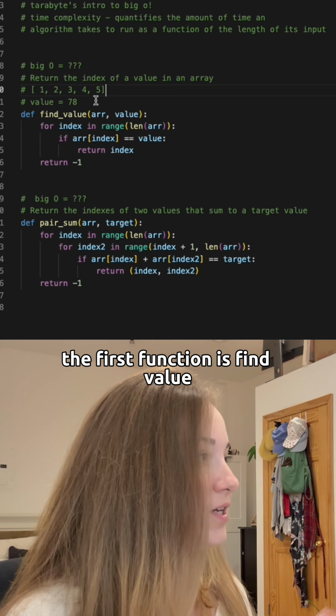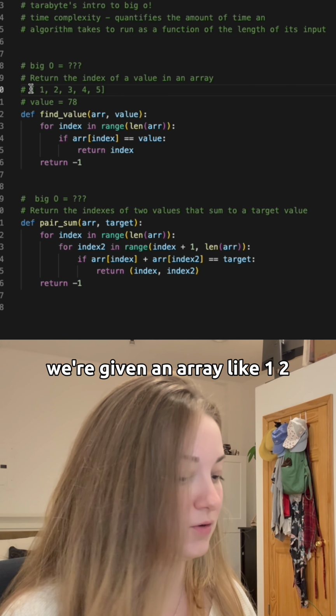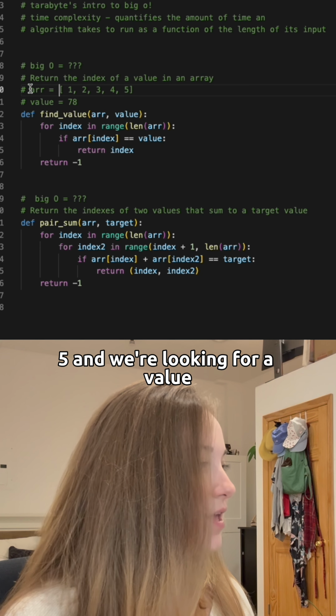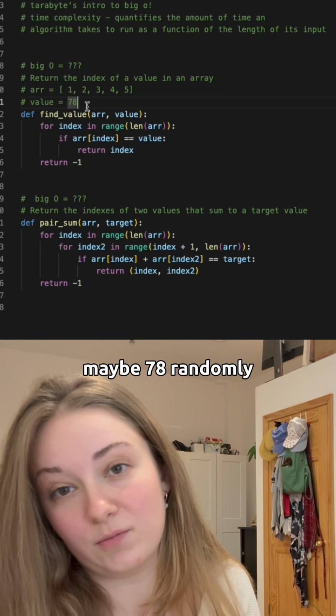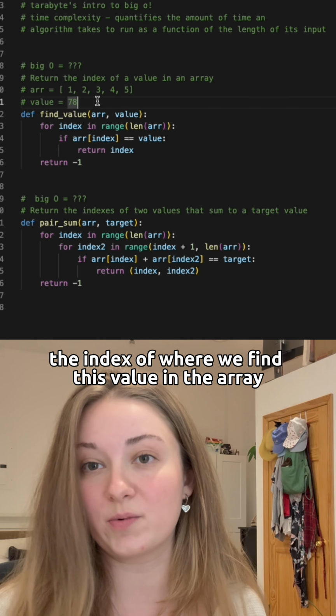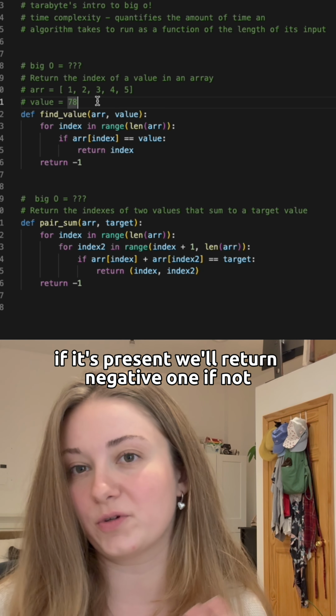The first function is find value, where basically we're given an array, like 1, 2, 3, 4, 5, and we're looking for a value, maybe 78 randomly. We'll return the index of where we find this value in the array if it's present, and -1 if not.